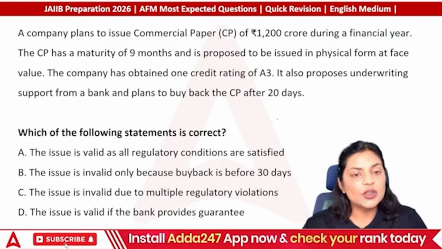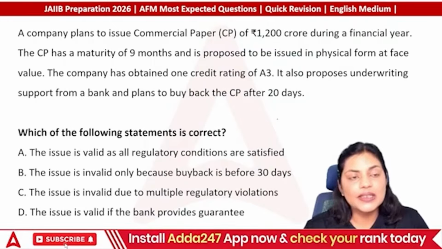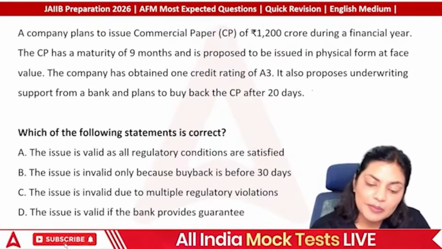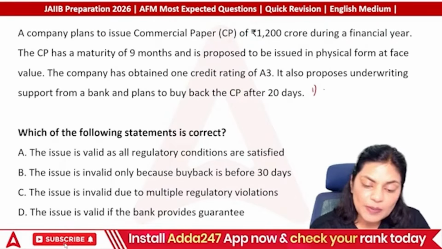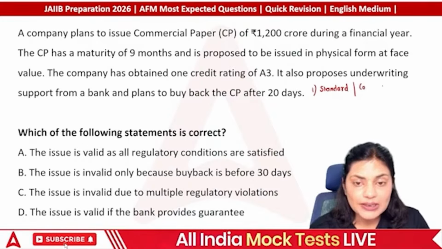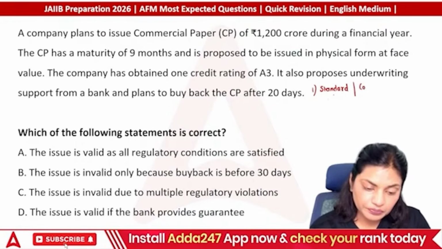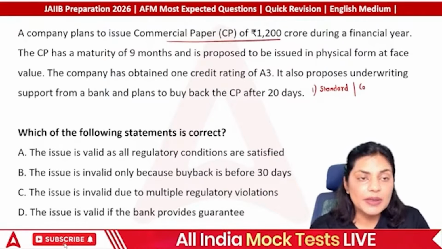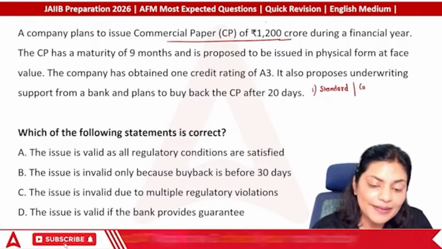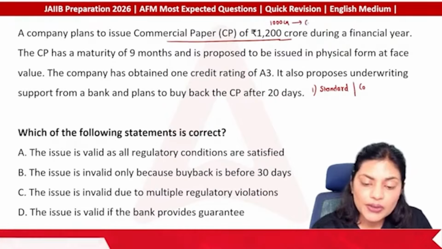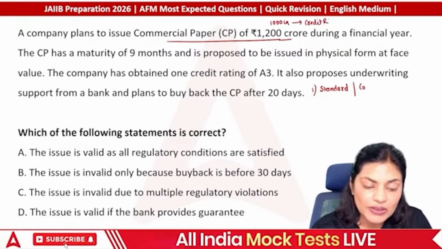Now, if we talk about the commercial paper that we are seeing here, commercial paper comes with many regulatory guidelines. The first guideline is that when a commercial paper is issued, all the loans have to be standard. It can be issued by those corporates whose net worth is 100 crore or more. Now, when I see the first line, which says a company plans to issue commercial paper of 1200 crore, I remember this condition which says that if the issue size is more than 1000 crore, then the organization has to get credit rating done from 2 agencies, right?